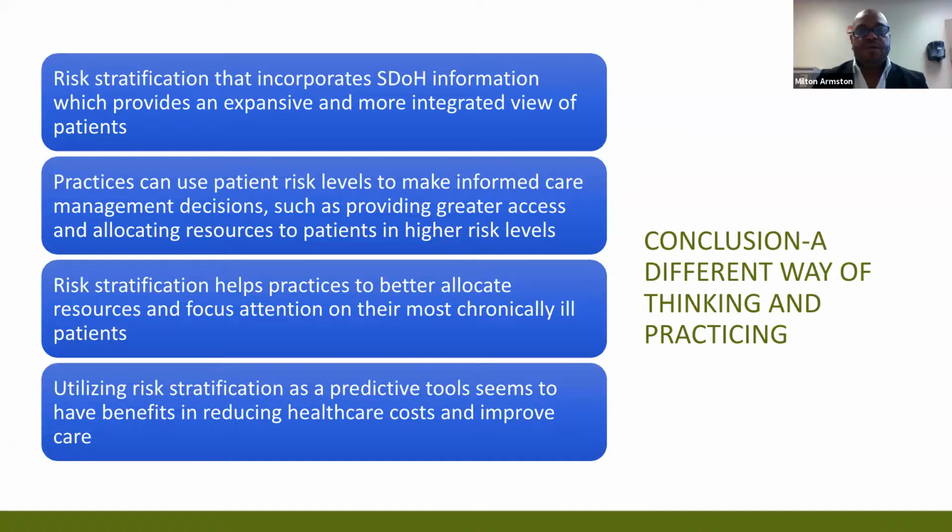Conclusion, it's definitely a different way of thinking and practicing. And I think when we just focused on biometrics, when we just focused on claims data, that it provided a good predictive way of predicting risk patients. But I think when we added that something extra, it's almost like adding that special ingredient into a recipe.